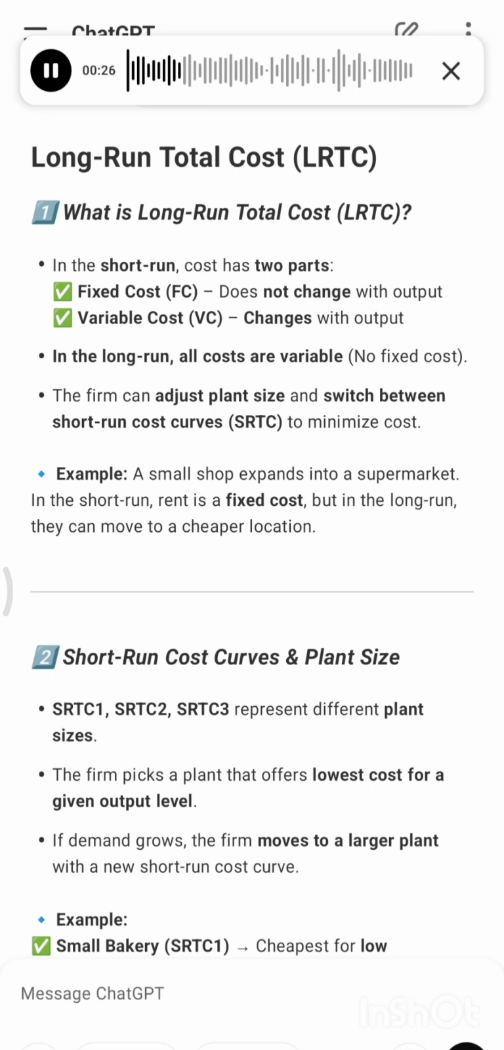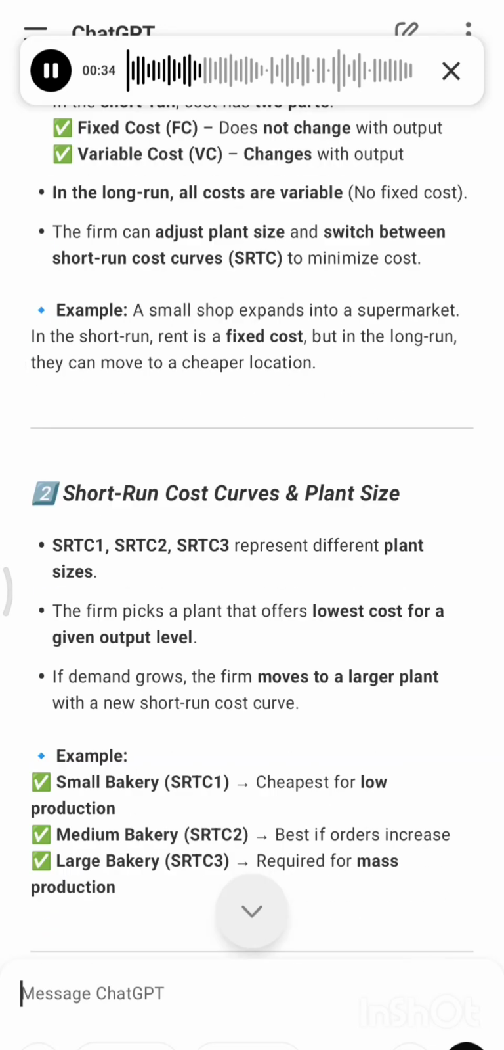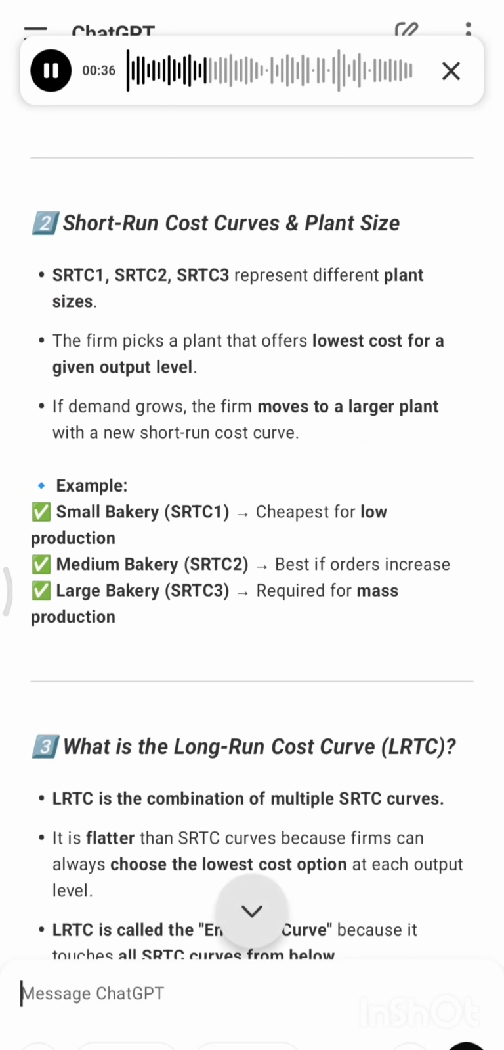Example: a small shop expands into a supermarket. In the short run, rent is a fixed cost, but in the long run, they can move to a cheaper location. 2. Short-run cost curves and plant size. SRTC1, SRTC2, SRTC3 represent different plant sizes. The firm picks a plant that offers lowest cost for a given output level. If demand grows, the firm moves to a larger plant with a new short-run cost curve.